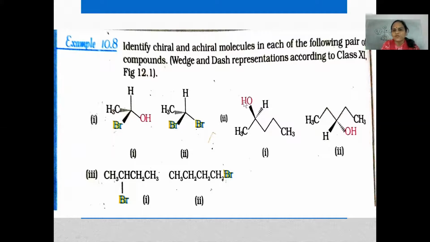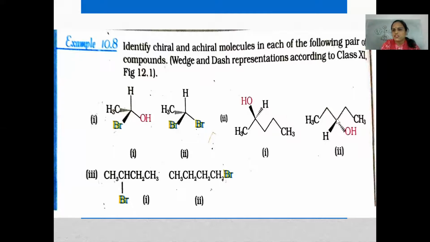Look at the second part of the question. Here, this is the stereo center. We'll be taking this carbon, you can see where I have put the cursor. OH is present as one group, H is present as the second group, CH3 is present as the third group, and CH2CH3 is present as the fourth group. So since there are 4 different groups on this carbon, the first one is your chiral molecule.